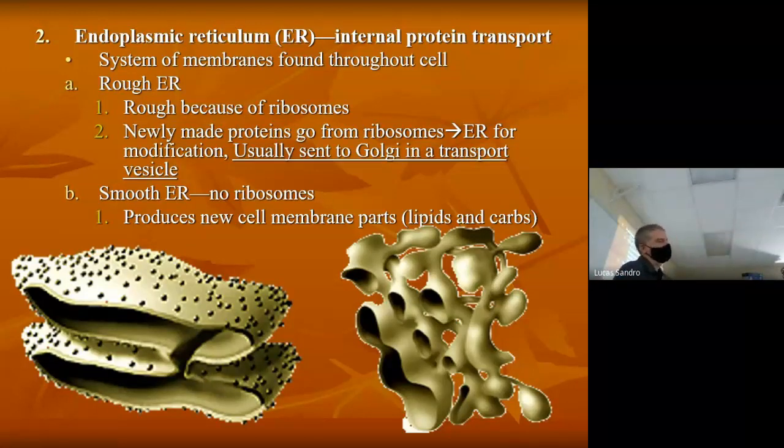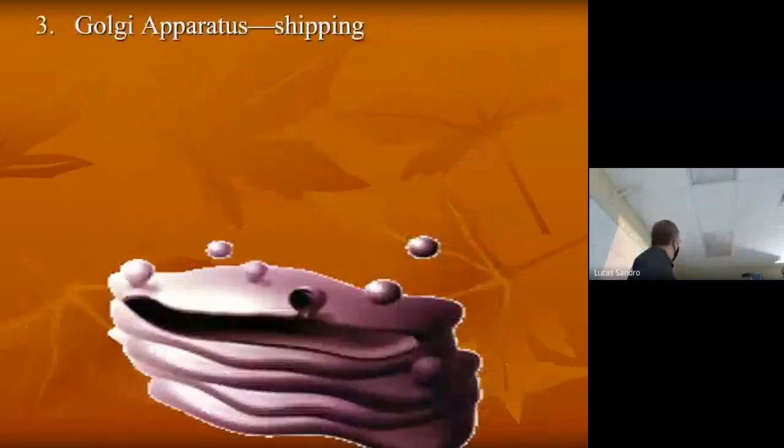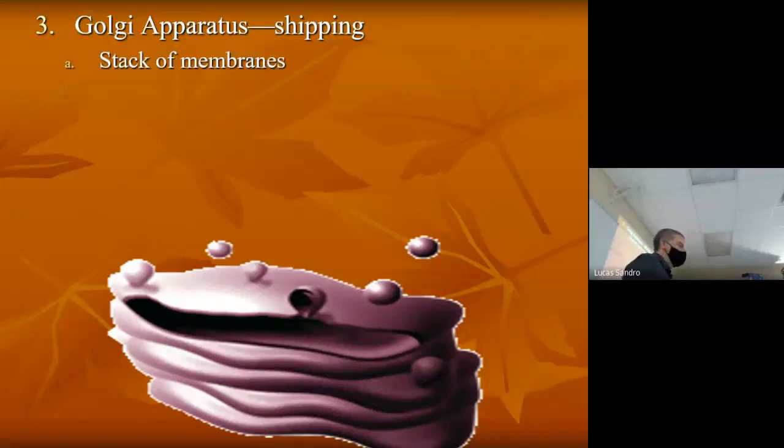Questions so far? If we're talking about the rough ER, basically we've sent instructions out of the nucleus to build protein. The protein got made by the ribosome and then dumped into the ER. The ER now sends it in what we call a transport vesicle, which just means it wrapped a membrane around the protein and sent it out. Next stop is the Golgi apparatus. This is the shipping department of the cell. This is where the stuff finds out exactly where it's going. It's more of a stack. You recognize it in the cell because it looks more like a stack of membranes than a network.